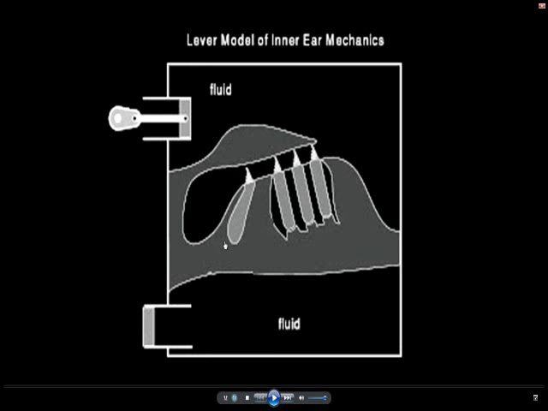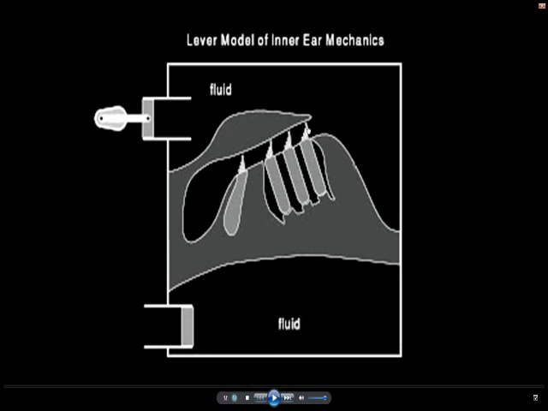I want to make sure I got this just right for you. Stapes footplate in, basilar membrane down, stereocilia sheared toward the medialis, toward the center axis of the cochlea. Stapes footplate pushed out, basilar membrane up, stereocilia pushed toward the stria, out in this direction.